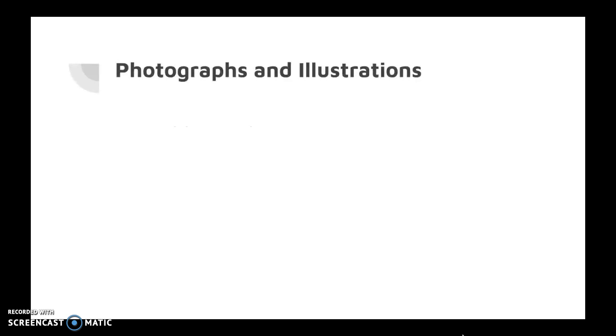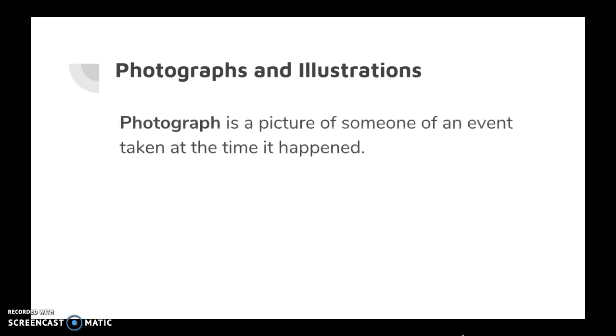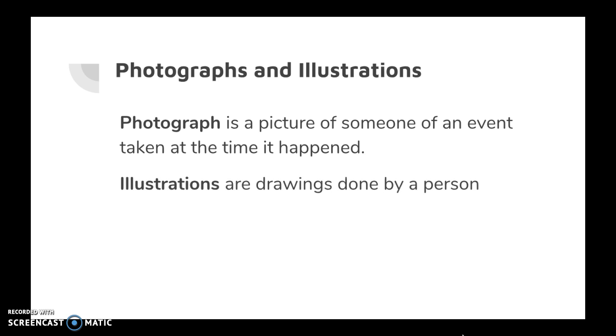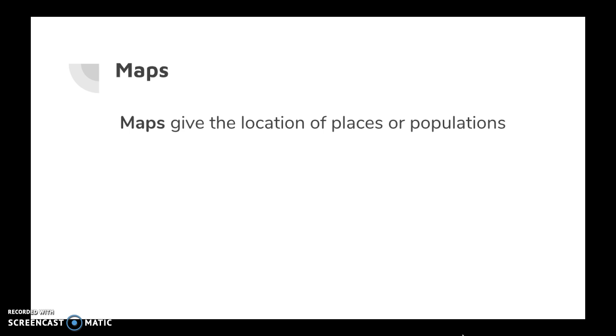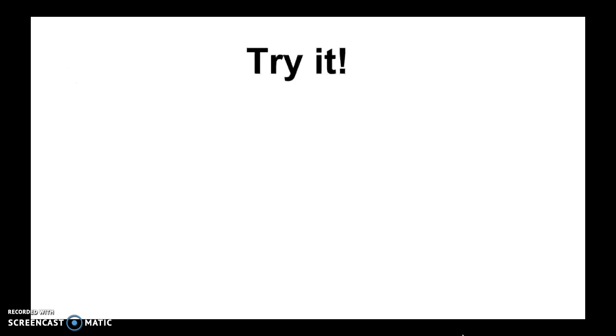Photographs and illustrations. Photographs are pictures of someone or event taken at the time it happened. Illustrations are drawings done by a person. Maps are also a form of picture. They give a location of places or populations.